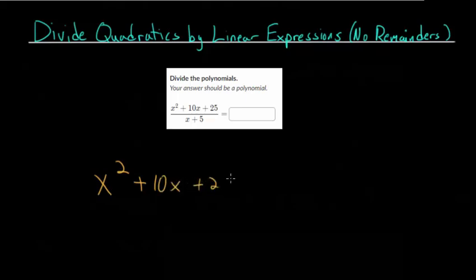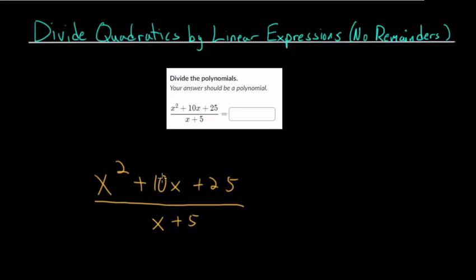And basically, the strategy for these is you want to see if you can factor this numerator, this quadratic expression, and ideally, it will factor into x plus 5 times something else, and we'll be able to cancel out the x plus 5 up top and down below. If we can't do that, if this doesn't factor, then we'll have to use what's called polynomial long division, which is a bit more complicated.